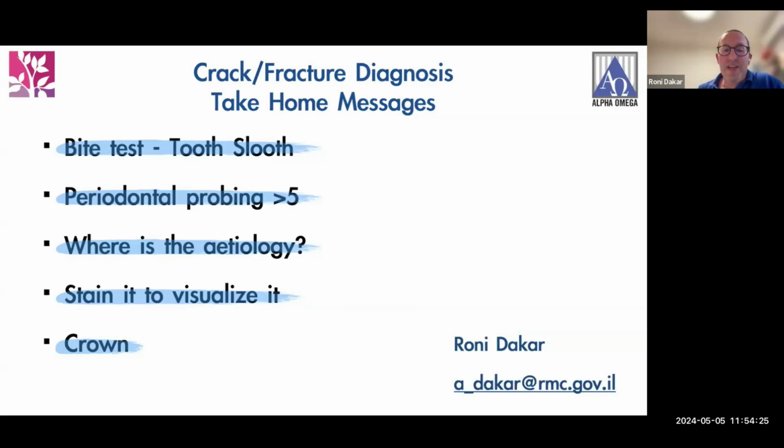Where is the etiology? When there are symptoms and no radiographic etiology, we must suspect a crack, and stain with methylene blue to try to visualize and see if there is a crack and how far it reaches into the tooth and roots. And last but not least, a crown, such a simple tool, but it greatly improves the prognosis of cracked teeth.